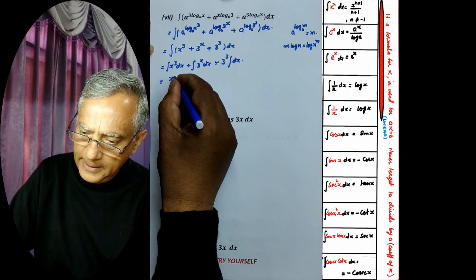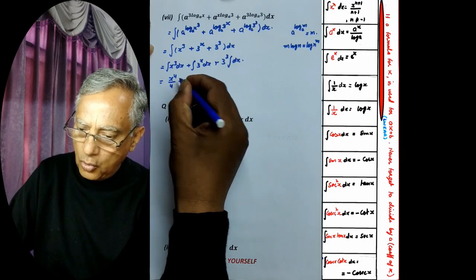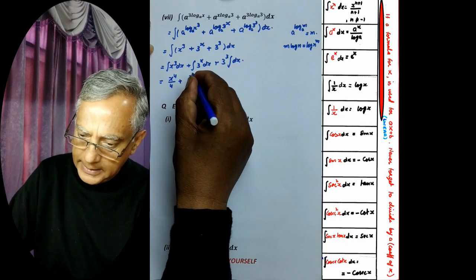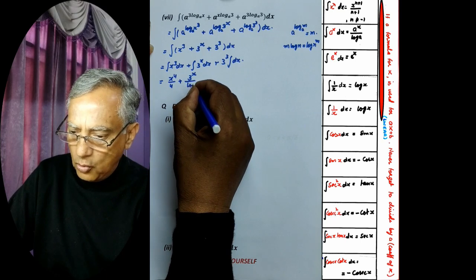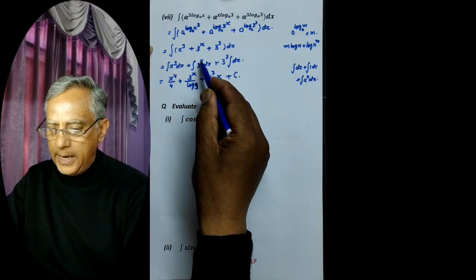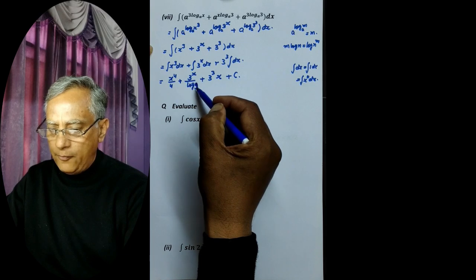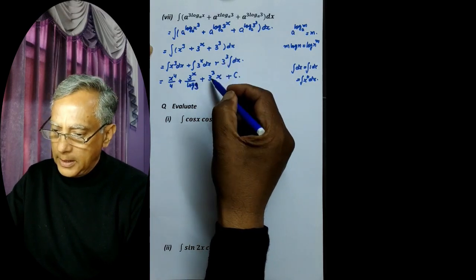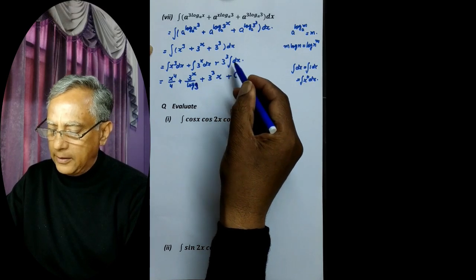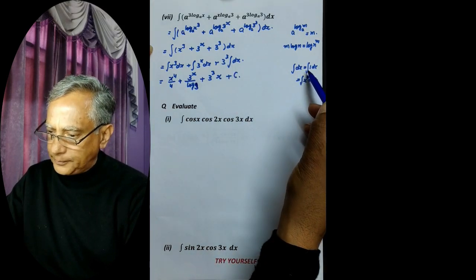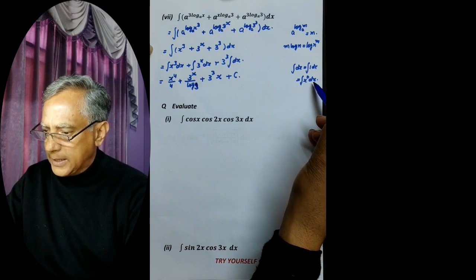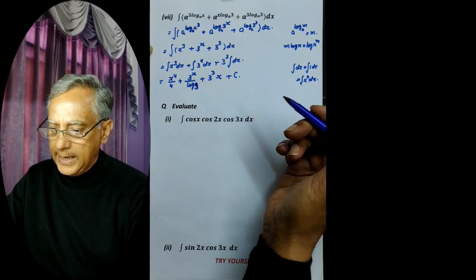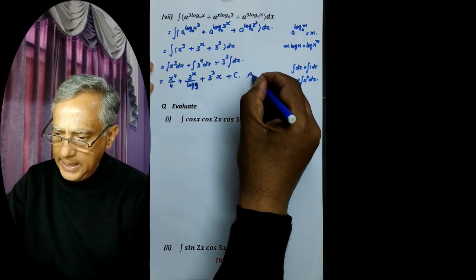Integration of x cube is x to the power 4 by 4 plus integration of 3 to the power of x. Integration of a to the power of x is a to the power of x over log a. We have 3 instead of a, and 3 to the power of 3 integration of dx is 1 into dx, x to the power of 0 dx, therefore x to the power of 0 plus 1 over 0 plus 1, that is x plus c. So this is the answer.